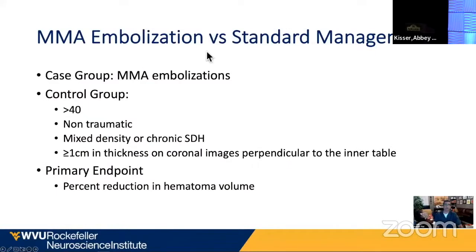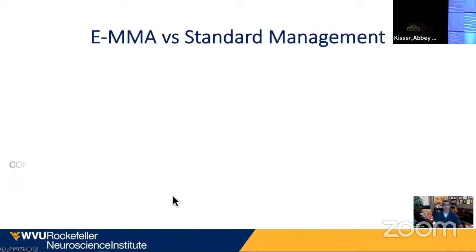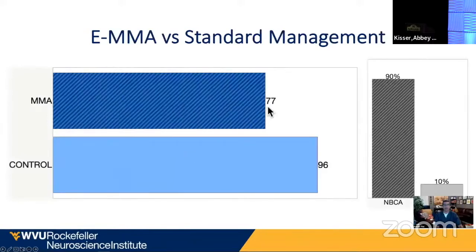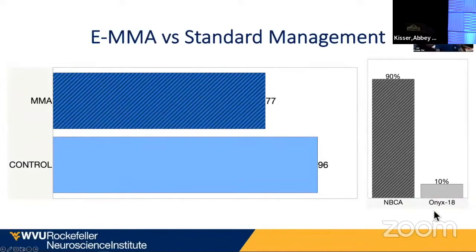We also compared MMA embolization versus standard management in our own population prior to initiation of these clinical trials. The control group was similar to the group that underwent MMA embolization, over 40 non-traumatic mixed density chronic subdural hematomas, over 1 centimeter in thickness, with the primary endpoint of percent reduction in hematoma volume. There were 77 cases in the MMA and 96 in the control group, and the majority of these cases were treated with NBCA. 10% were treated with Onyx.